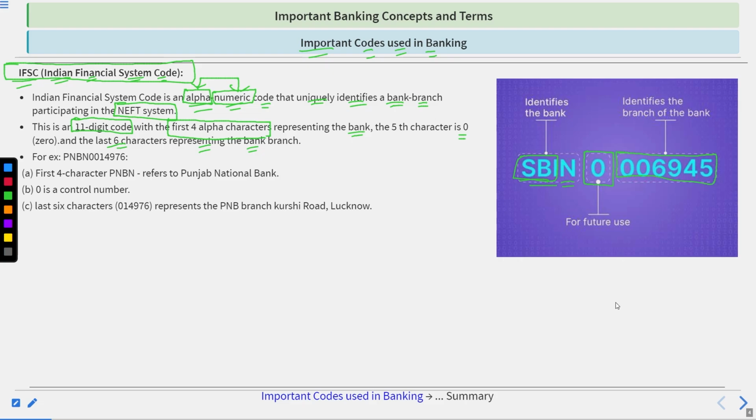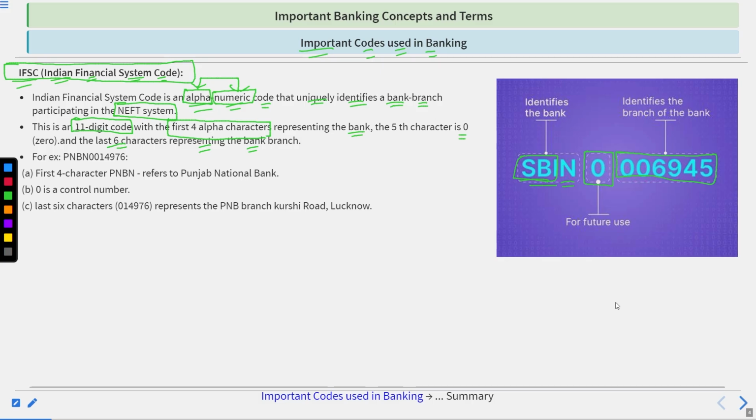So you can say, suppose there are two friends. One has an account in the XYZ bank, and the XYZ bank has a branch in Karol Bagh, New Delhi. Another has an account in SBI, and SBI has a branch in Marthahalli, Bangalore.